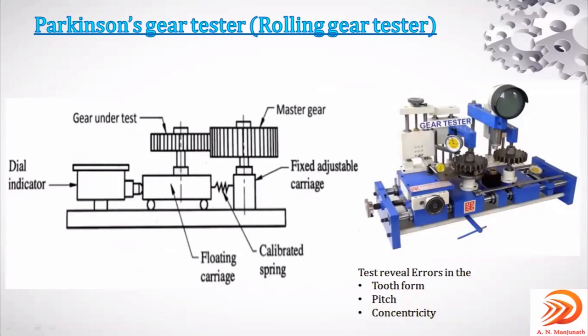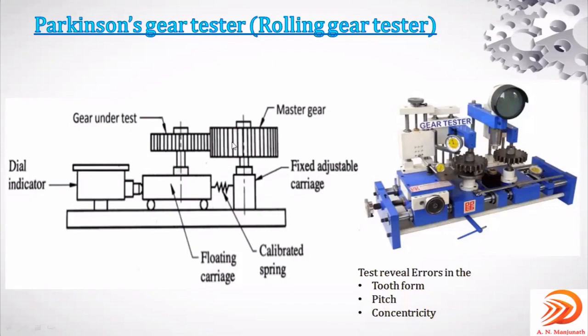This particular machine reveals these elements: the form of the tooth, the pitch, and concentricity in the given gear blank. You can observe gears here, right? So this is the gear tester. Generally it is called a gear tester, rolling gear tester, or Parkinson gear tester. Here is the diagram for this Parkinson gear tester.